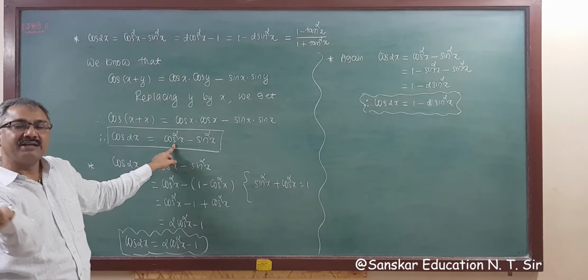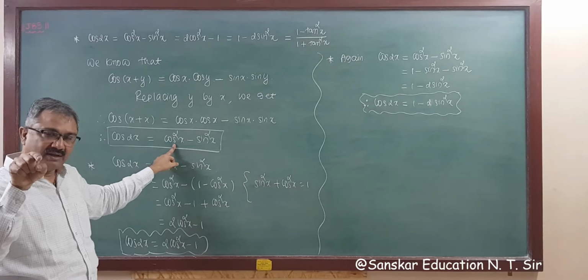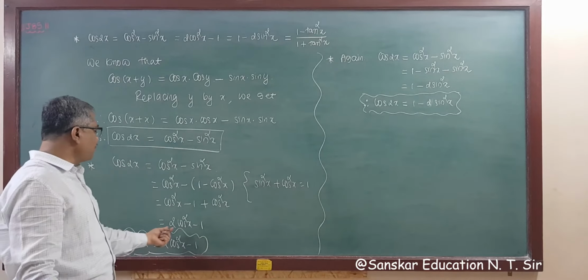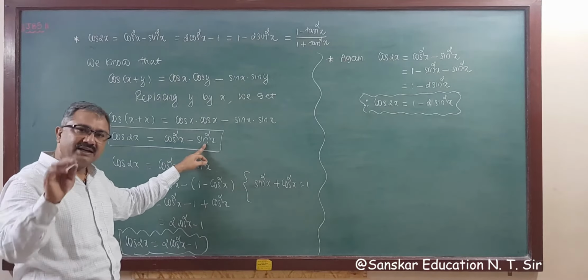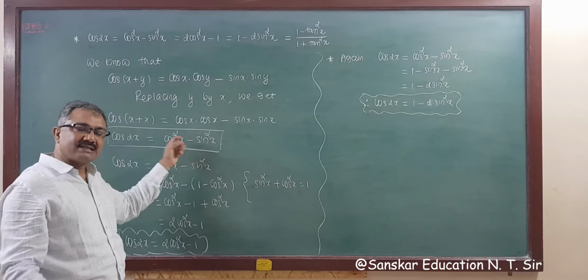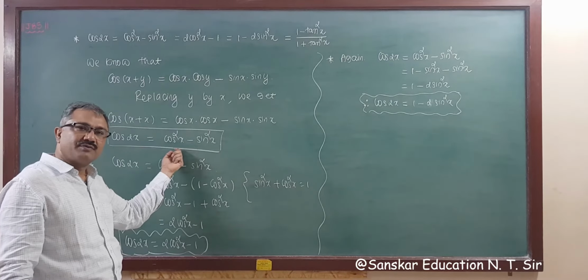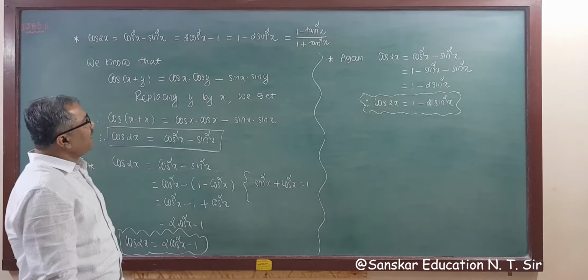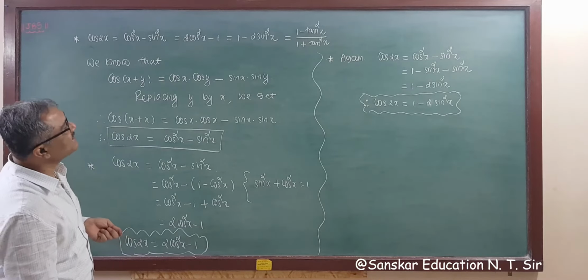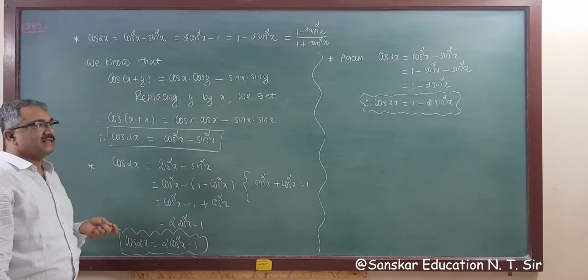Now you need it in terms of cos. Then you have the formula 2 cos square x minus 1. So it means you don't want sine, you change the sine into cos. If you don't want cos, change cos into sine. That is 1 minus 2 sin square x. Now the last one, 1 minus tan square x upon 1 plus tan square x.